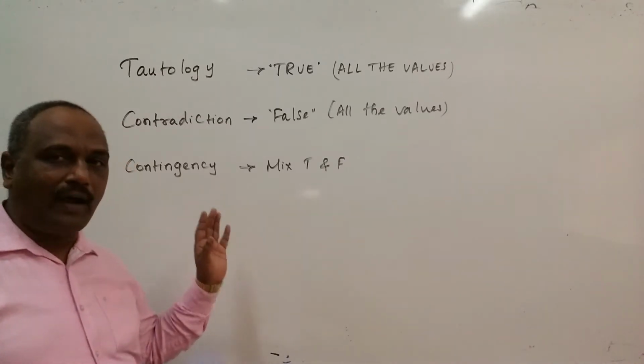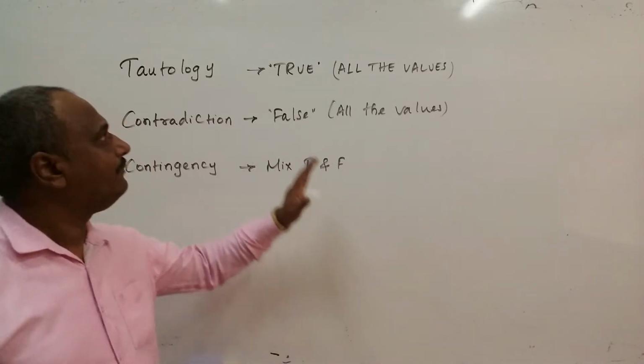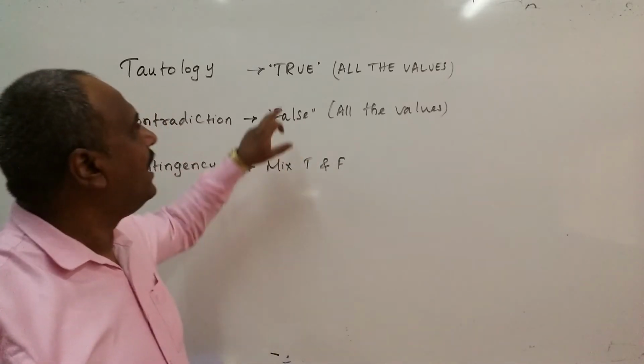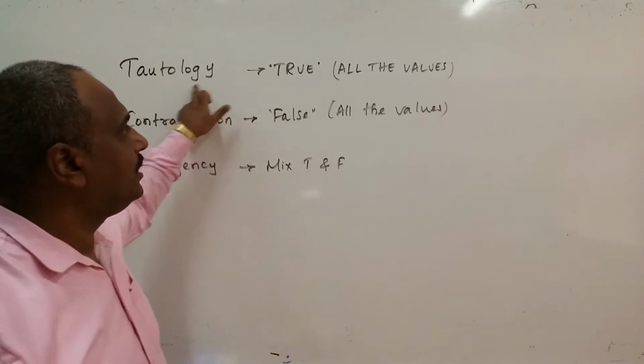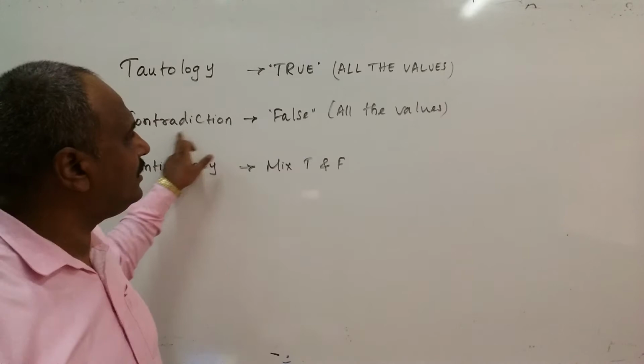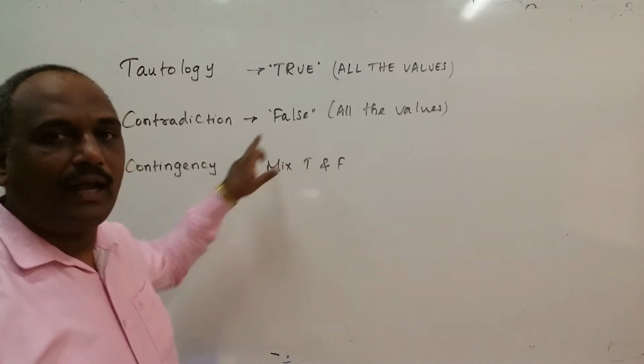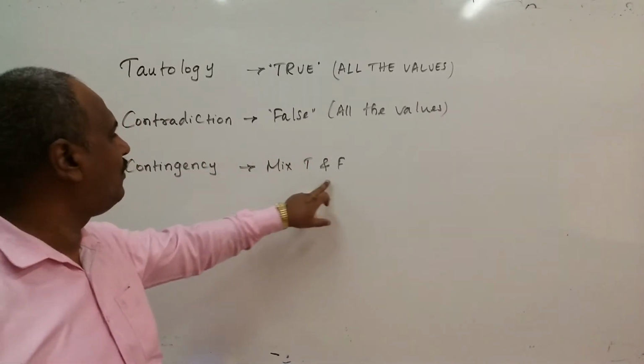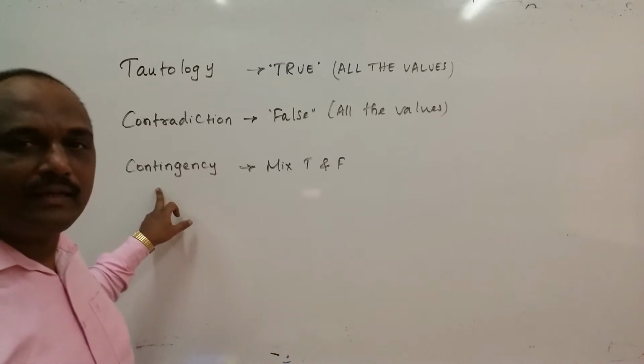So based on the final output, we can define the value. Either this is a tautology, when all the values are true. We are going to define contradiction when all the values are false, and when we have a mix of true and false, we are going to define this as contingency.